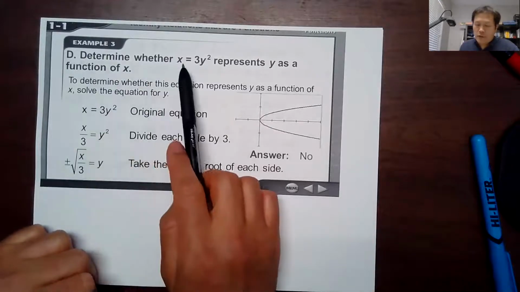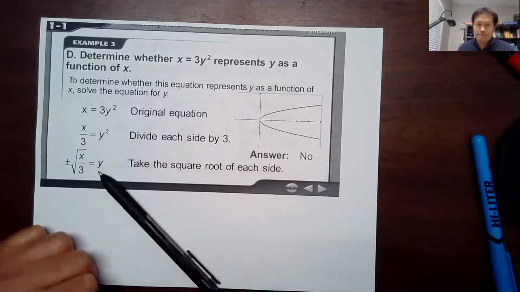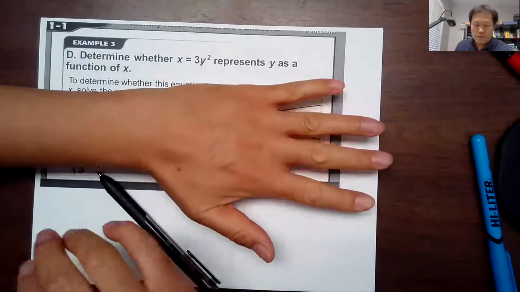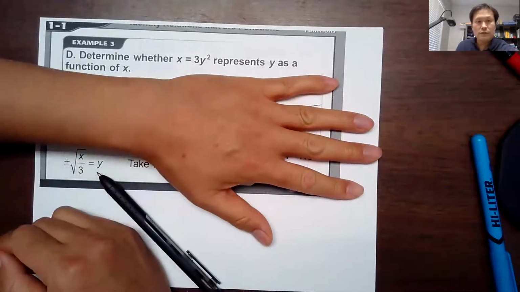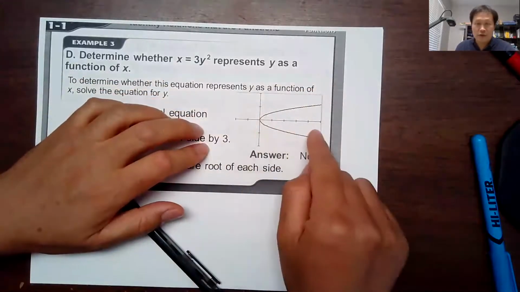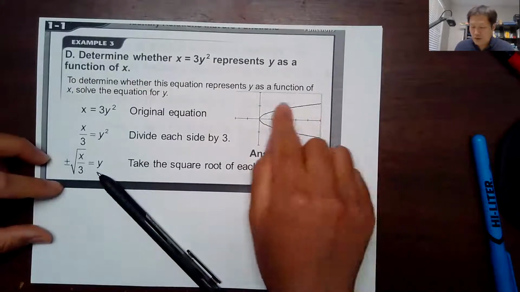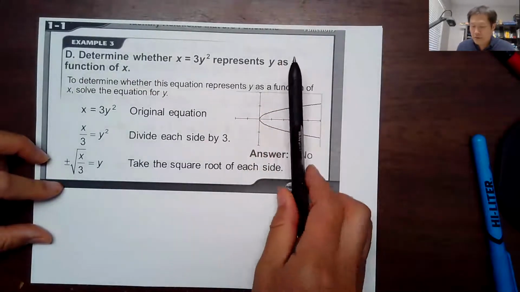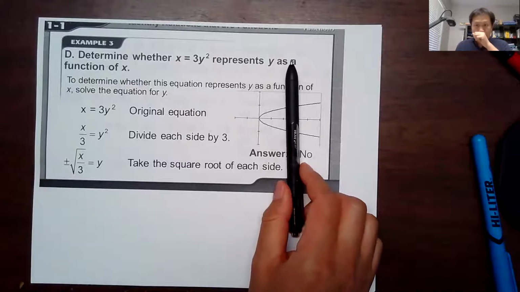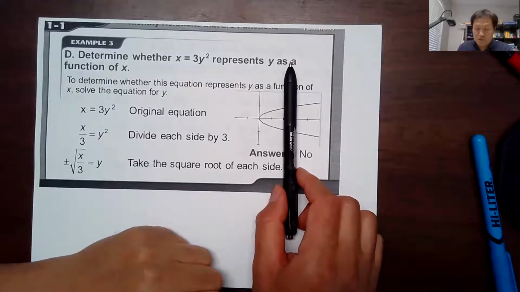Okay, determine whether x equals 3y squared represents y as a function of x. If you have a graph available, then it's a simple question. The graph is there, you know it's not going to pass a vertical line test. Right away you can say, no, it's not a function.